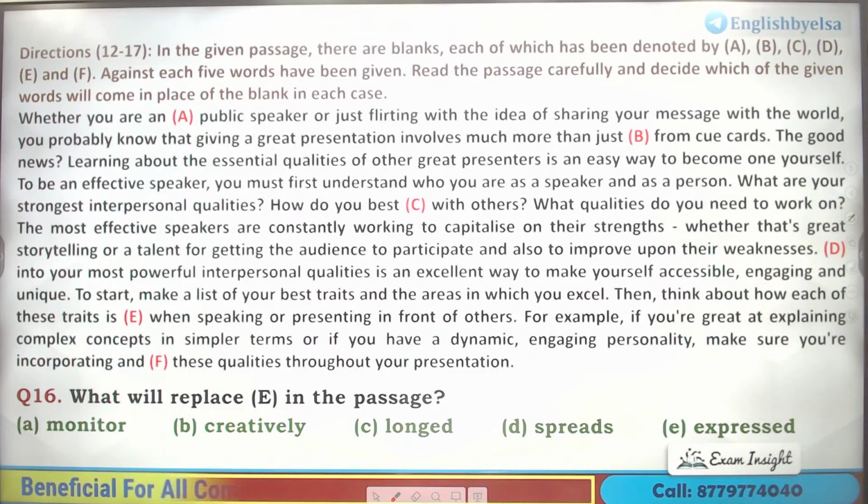Engaging and unique. To start, make a list of your best traits and the areas in which you excel. Then think about how each of these traits is dash when speaking or presenting in front of others. Is monitor, creatively, longed, spreads, expressed.